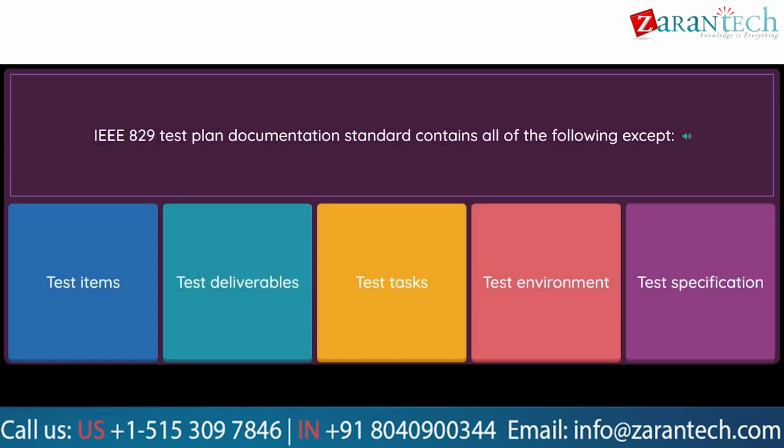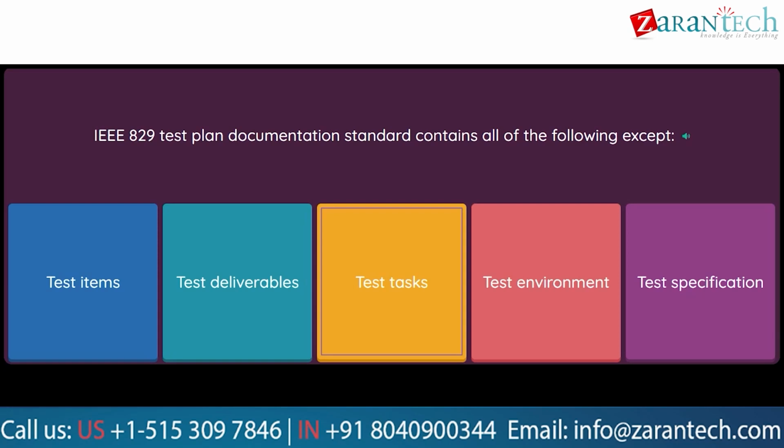Question: IEEE 829 test plan documentation standard contains all of the following except Option 1: test items. Option 2: test deliverables. Option 3: test tasks. Option 4: test environment. Option 5: test specification.